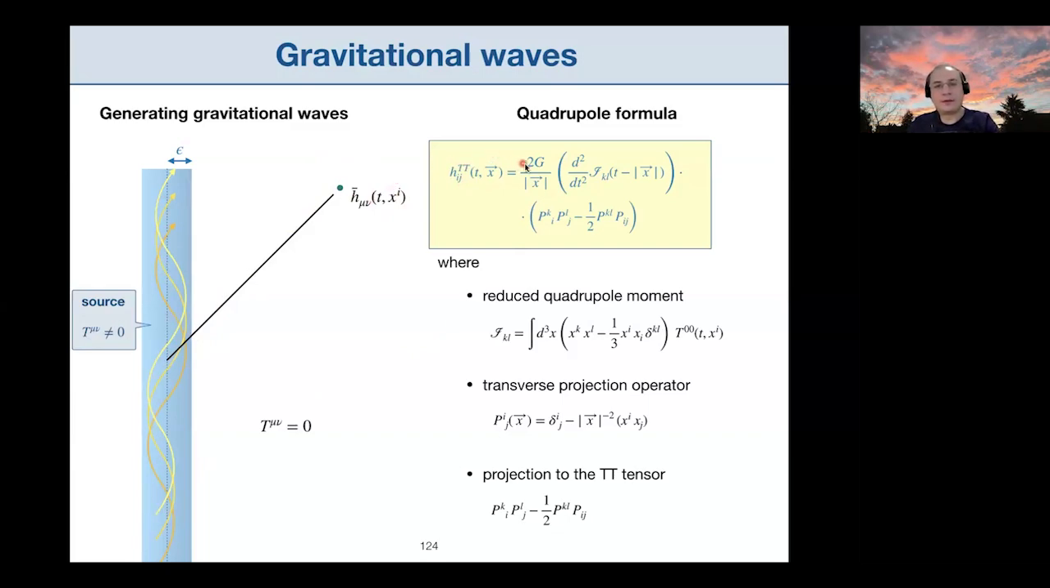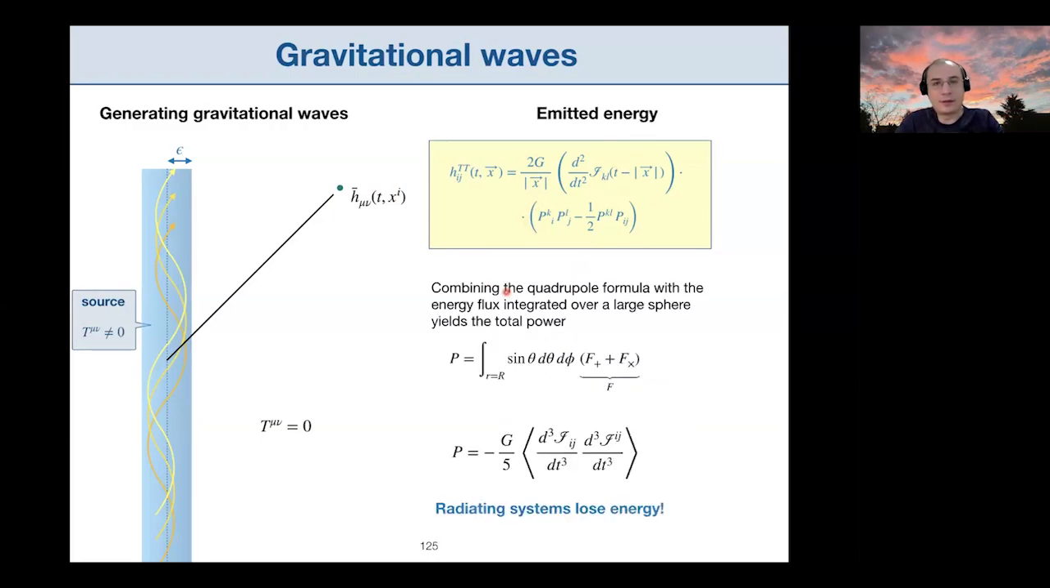On top of that, this perturbation or the strain is inversely proportional to the distance from the source. So the further we are, the weaker the gravitational wave we see. That's something we could have predicted, in fact. There is a 2G prefactor, and there is a projection tensor onto the transverse traceless tensors. Let's go to the next slide.